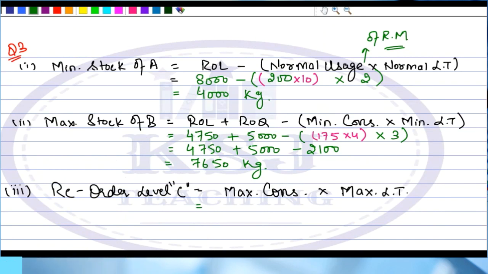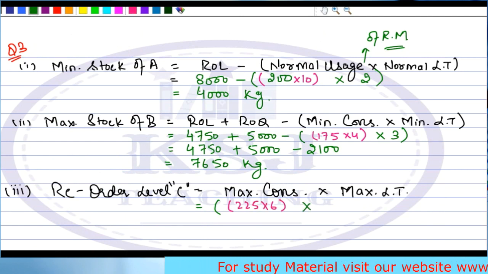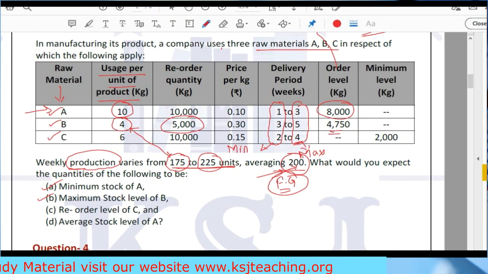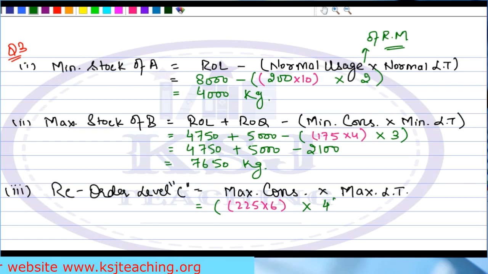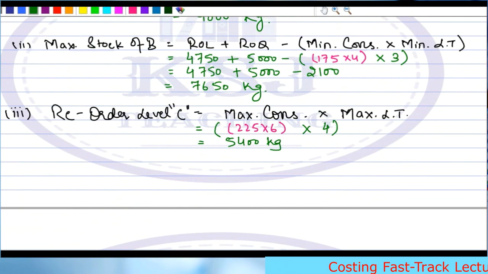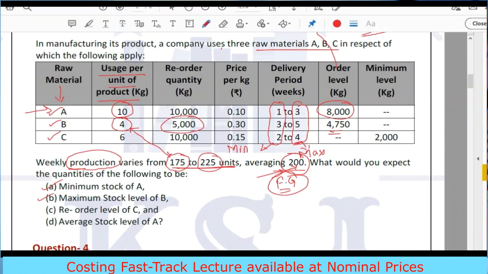Right? So it will be 225 multiplied by 6, right? Multiplied by the maximum lead time. What is the maximum lead time for C? That is 4 weeks, multiplied by 4. Clear? So this comes to 5400 kg. This is the reorder level of C. Now, what is the last part?